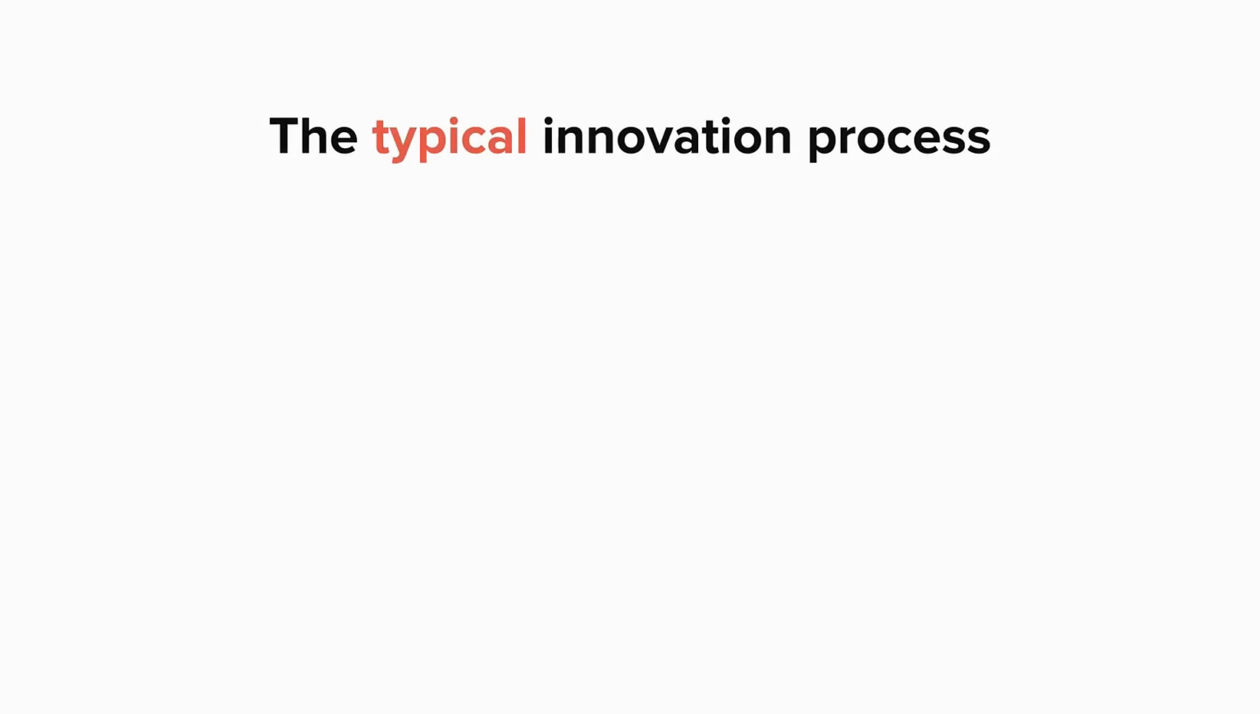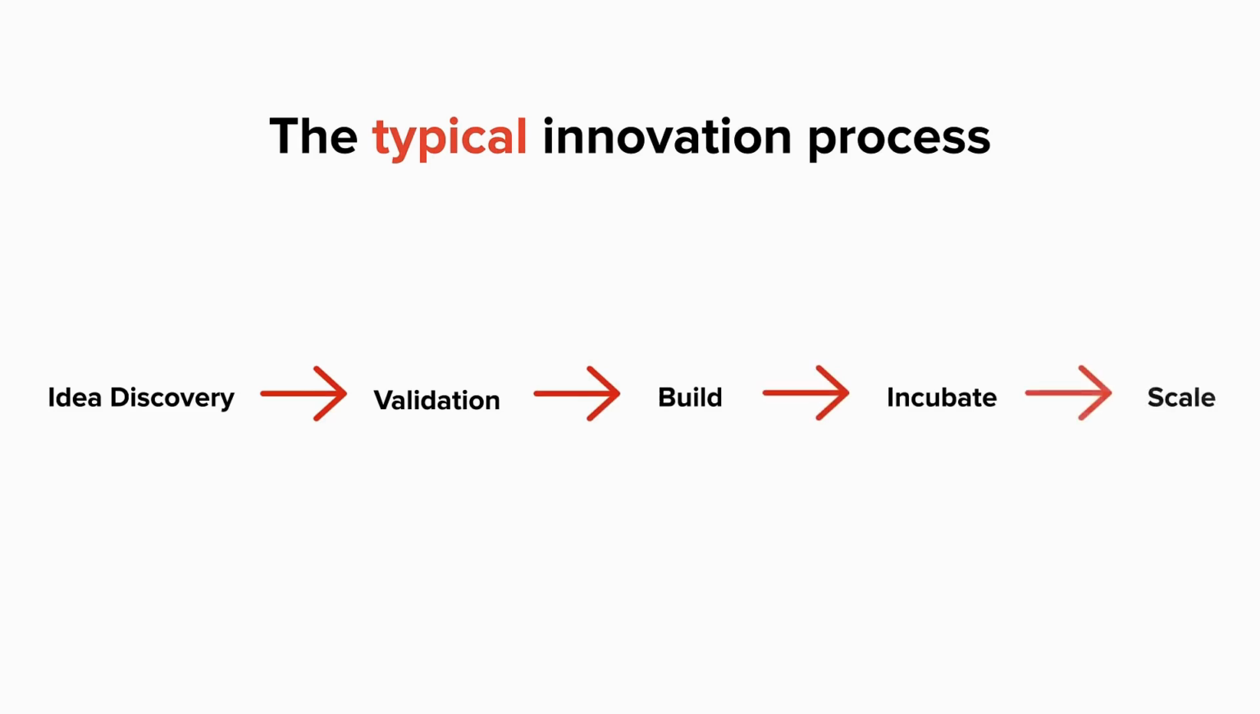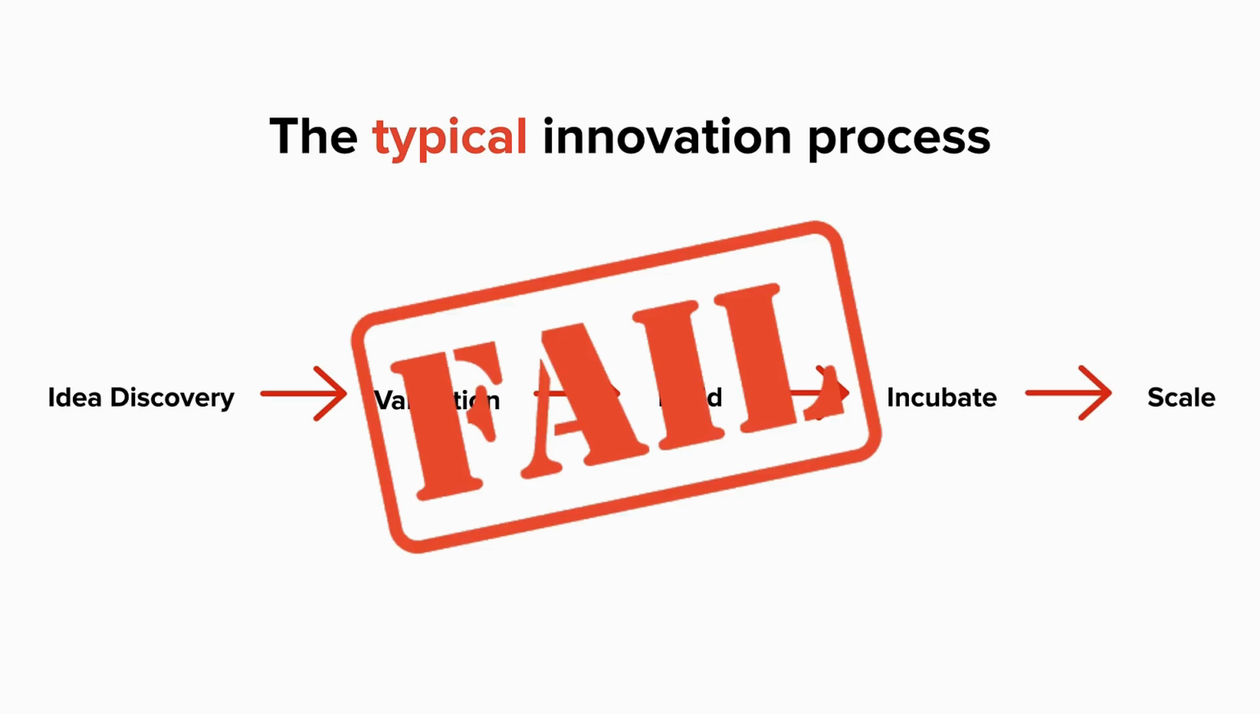In theory, all innovation processes go through some variation of this: idea discovery, validation, build, incubate, and scale. And that's great. But in practice, it doesn't work. This is for a few reasons. First, we often skim over the validation phase and enter the build phase quickly without enough data to know that the idea we've chosen will actually work. So that's why we turn to pretotyping.